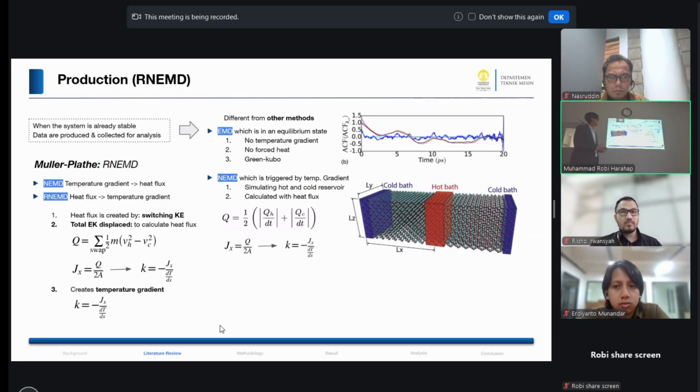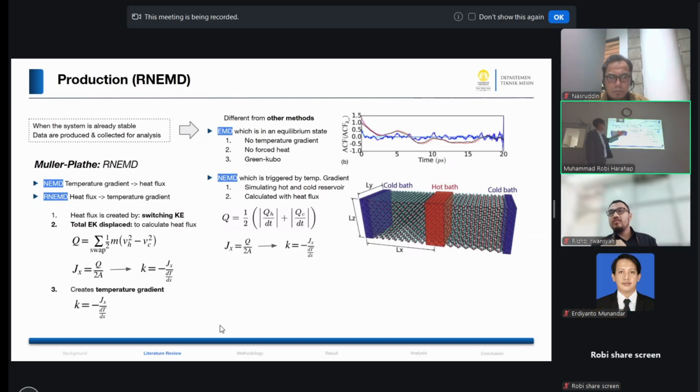EMD is one of them. It is basically when you're in an equilibrium state, you don't give it heat transfer, you don't give it a temperature gradient, you don't give it external heat. It calculates thermal conductivity using something called Green-Kubo. You plot a graph called the autocorrelation function, and you can see that even in an equilibrium state, the graph still fluctuates, and it contains properties that you can extract, one of them being thermal conductivity.